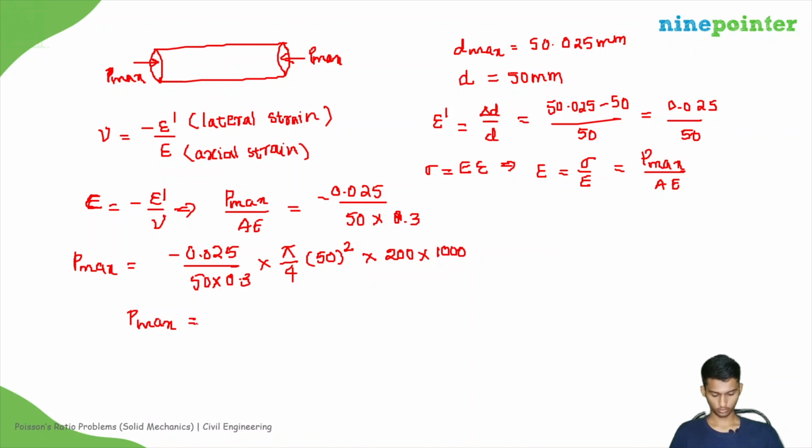will be equal to minus 654,166 newtons. So that will be equal to minus 654.166 kilonewtons. Okay, this is the answer for first question. So let us move ahead.